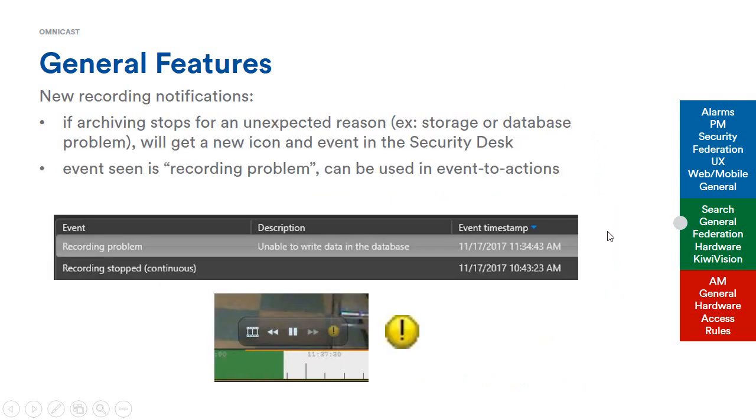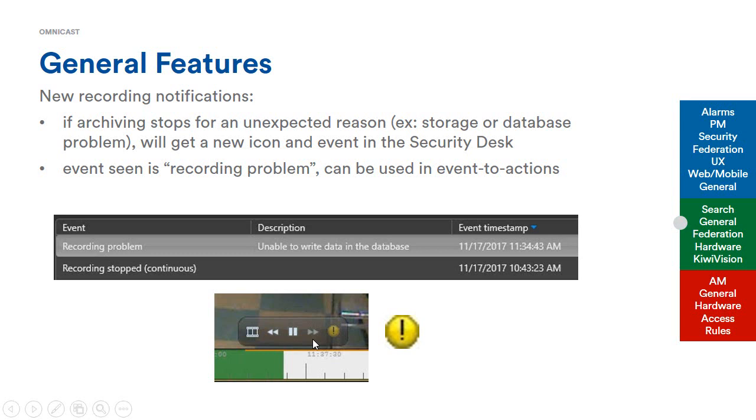I mentioned this right at the beginning, but we do have a new recording notification. If we get an archiver issue and the archiver stops for any unexpected reason, such as a storage problem or a database issue, we do have a new icon. I've highlighted it here a little bit because it's kind of ghosted out in the screenshot, but you'll see that in your recording button on the tile, in the tile controls. Usually it's black if it's not recording, and red if it is recording.